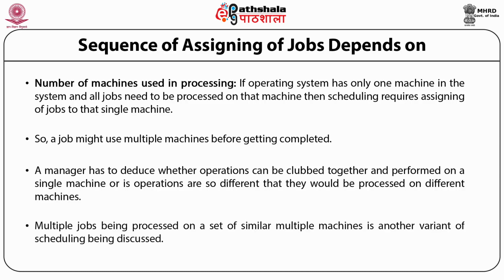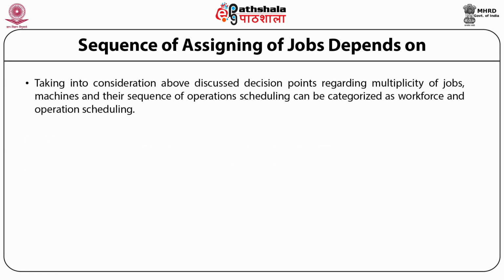Multiple jobs being processed on a set of similar multiple machines is another variant of scheduling being discussed. Taking into consideration above discussed decision points regarding multiplicity of jobs, machines, and their sequence of operations, scheduling can be categorized as workforce and operation scheduling.